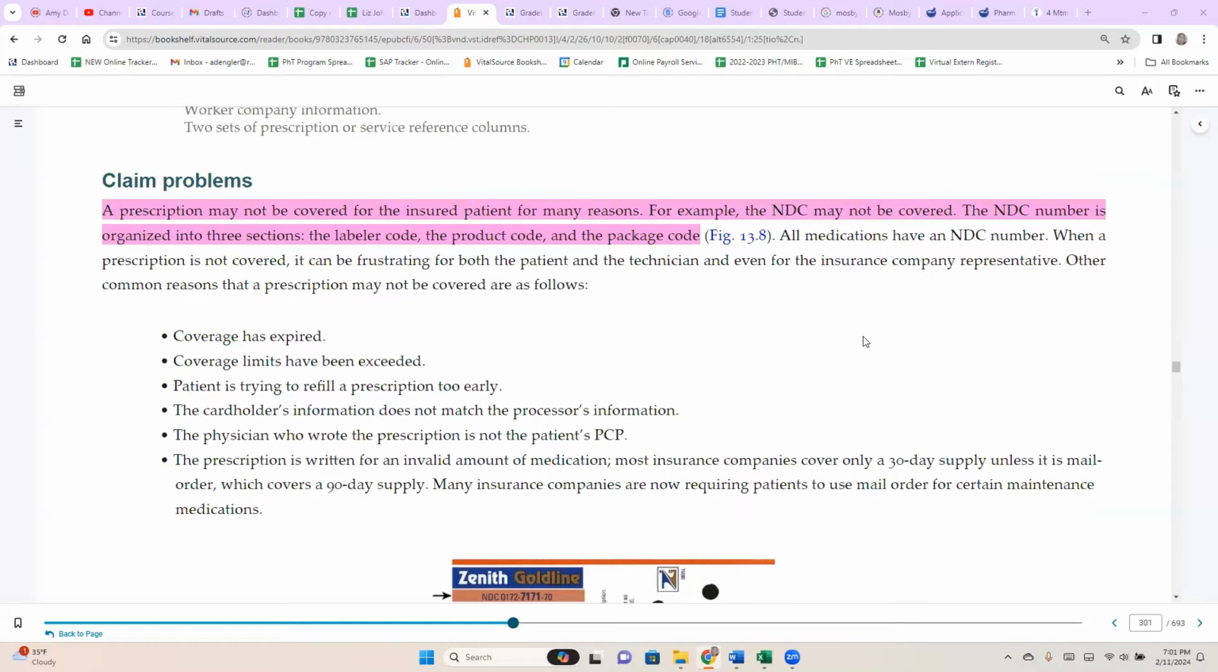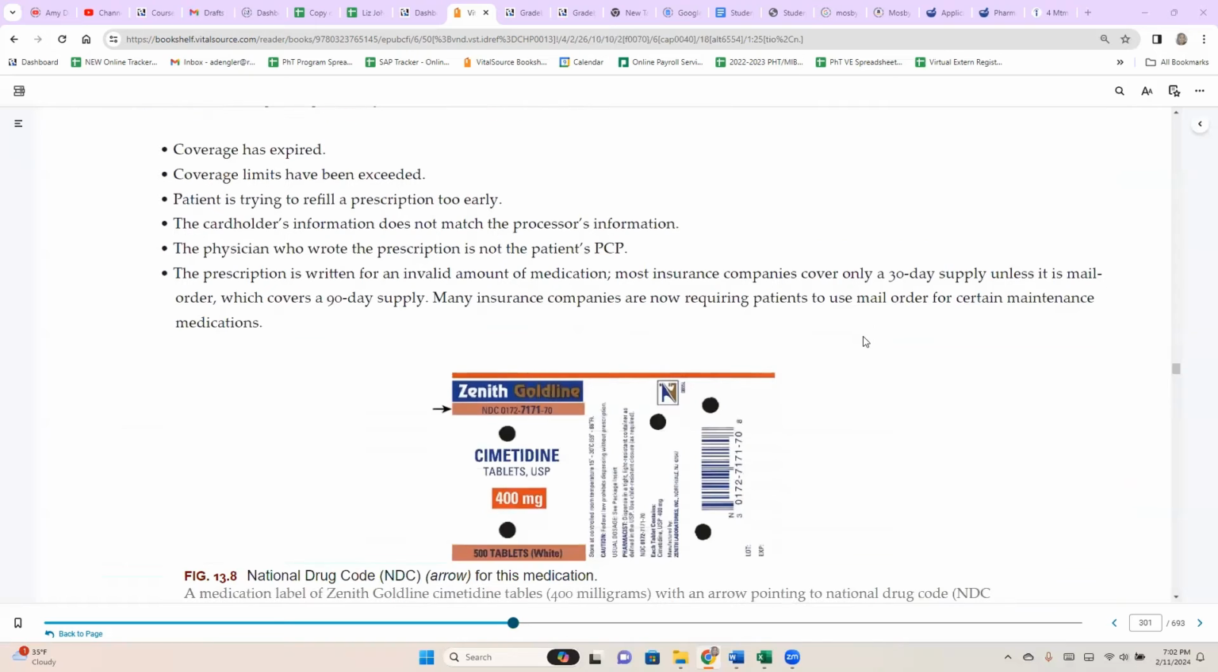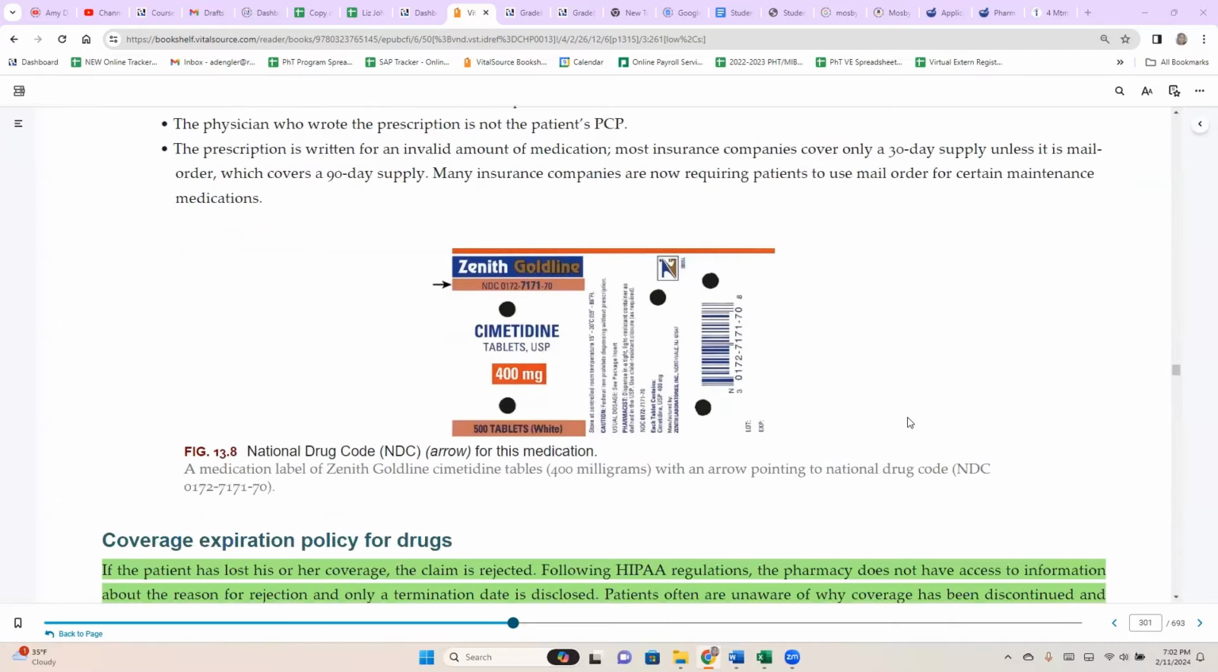Other common reasons why a prescription may not be covered: Coverage has expired, limits have been exceeded, patient is trying to refill too early, the cardholder's information does not match, the physician who wrote the prescription is not the patient's PCP, prescription is written for an invalid amount of medications. Most insurance companies cover only a 30-day supply, unless it is a mail order, which covers a 90-day supply.